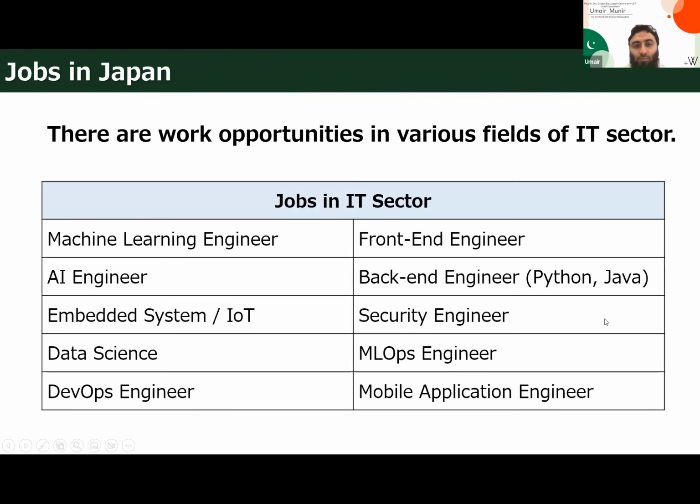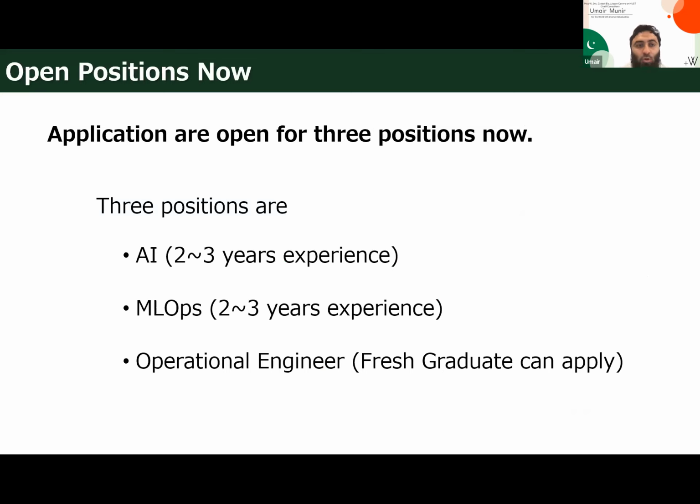There are different positions in the IT sector: machine learning, AI, embedded systems, data science, DevOps. But this time the positions are machine learning engineer, AI engineer, and operation engineer. So there are three positions currently. The first position is AI, artificial intelligence, which needs around 2 to 3 years of experience. And the second position is the MLOps position.